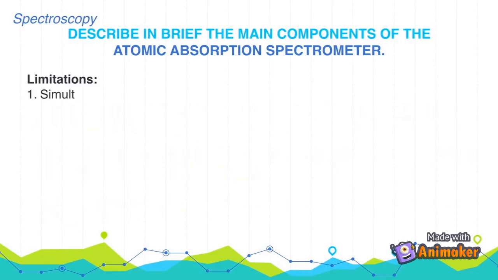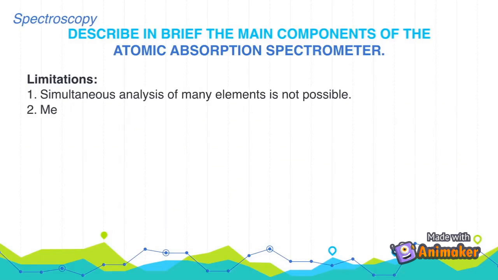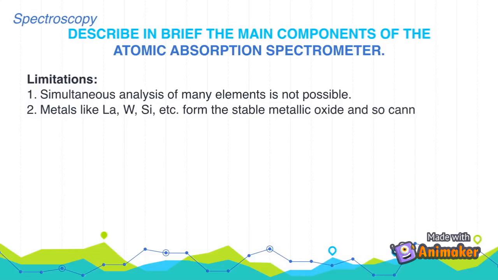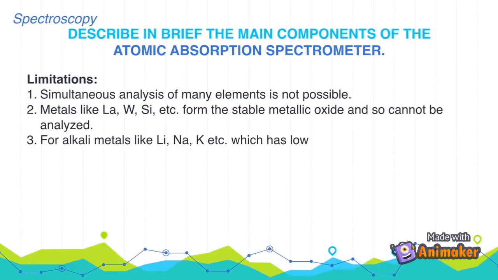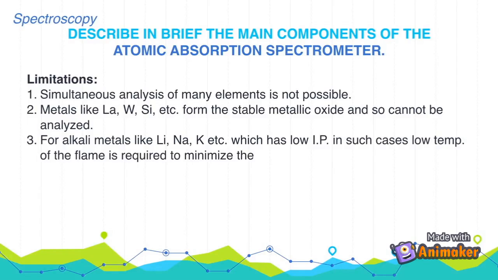Limitations. 1. Simultaneous analysis of many elements is not possible. 2. Metals like lanthanum, tungsten, silicon etc. form stable metallic oxides and so cannot be analyzed. 3. Alkali metals like lithium, sodium, potassium etc. have low ionization potential. In such cases, a low temperature of flame is required to minimize the ionization of the elements.